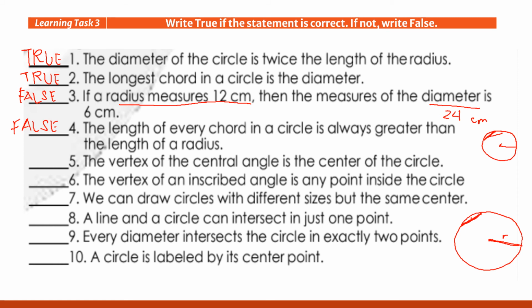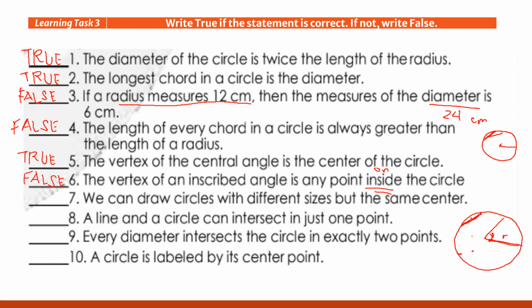The vertex of the central angle is the center of the circle. Tama yun. Kasi kung meron tayong central angle, ang vertex palagi niya ay nasa gitna or nasa center ng circle. So this one is true. Okay? The vertex of an inscribed angle is any point inside the circle. Inside ba? Hindi. Dapat yun ay on the circle. Kaya this is false. Wala sa loob ng circle, wala dito. Diba? Wala sa loob. Kundi naandito dapat sa on the circle.